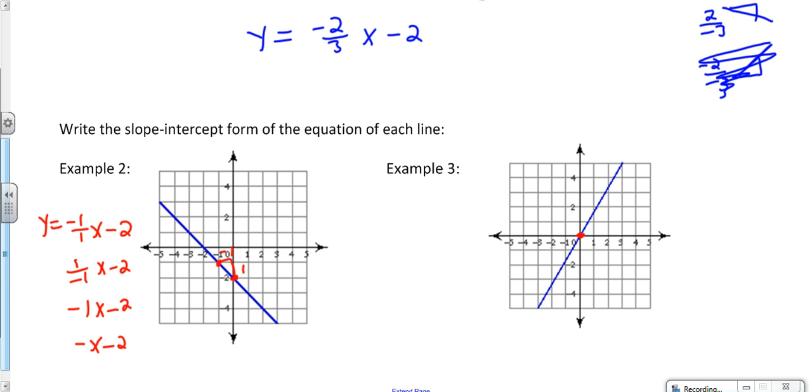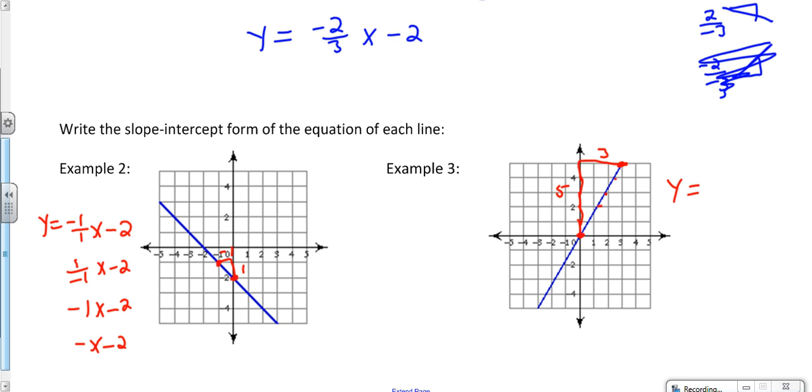On the next one, we have a y-intercept of 0. I go up 1, but if I go up 1 and over, I'm not back on a crosshair. So I have to go up 2, and I check that. Still not on a crosshair. Up 3, nope. Up 4, still not on a crosshair. Up 5, now I'm back on the crosshair.